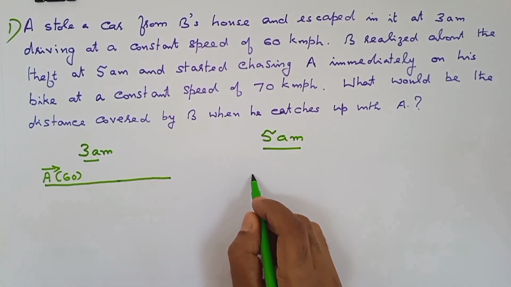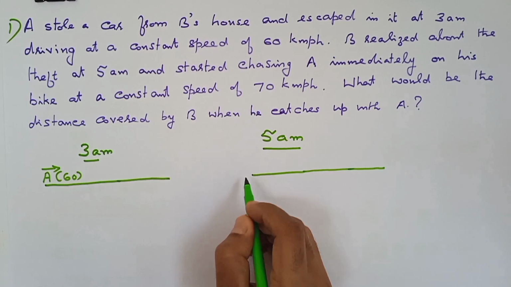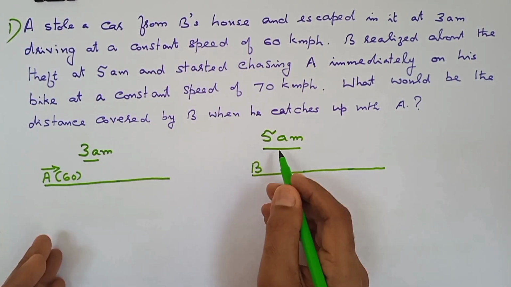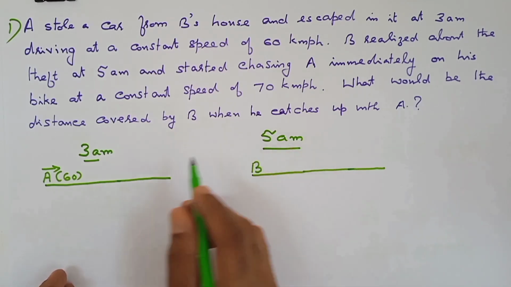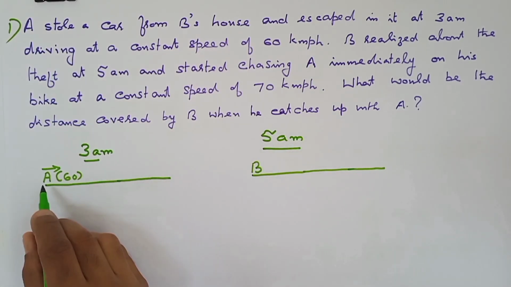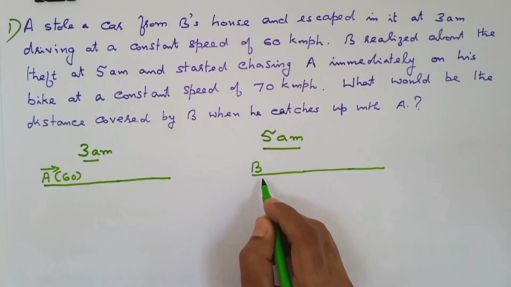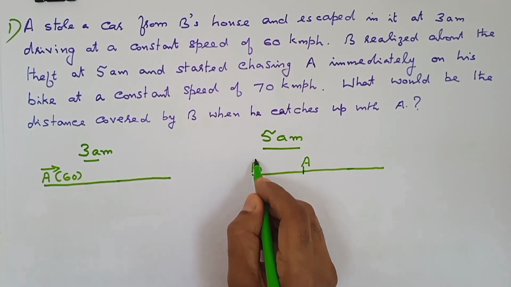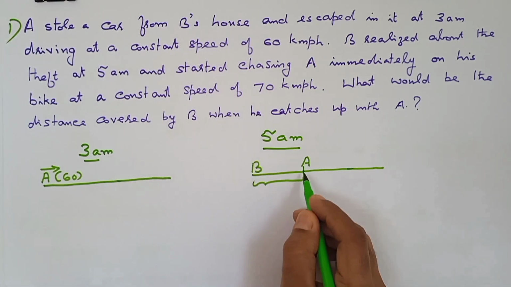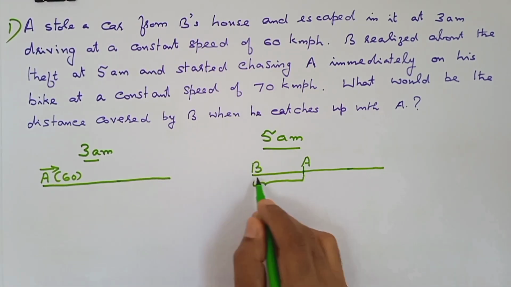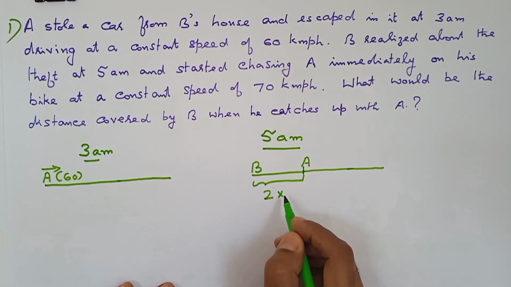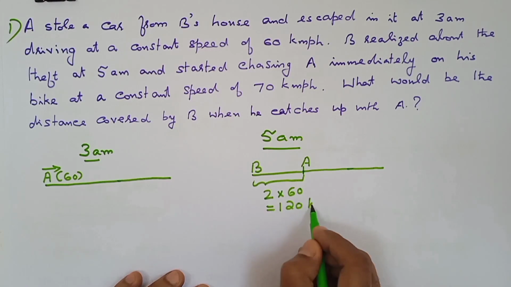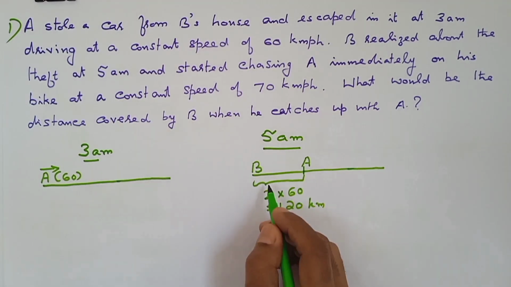He realizes about the theft at 5 a.m. Now, B will be at this position at 5 a.m. and he realizes about the theft at 5 a.m., which means that's after 2 hours. So, A keeps driving for 2 hours and he will be somewhere here. By the time B wakes up and finds out the car had been stolen, A will be at how many kilometers from B's house? He drove 2 hours at what speed? 60 km per hour. So, this distance is 120 kilometers. That's the distance between B and A.